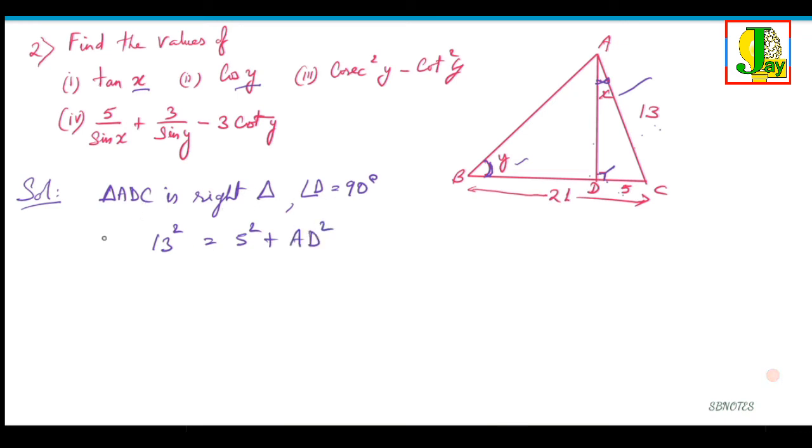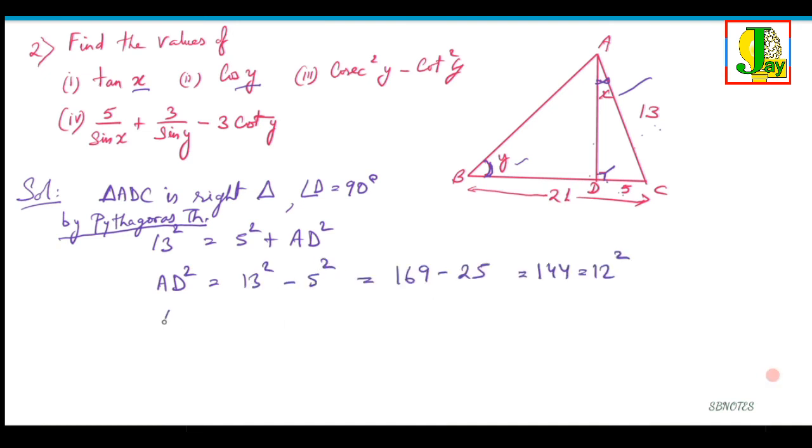We have taken a right triangle, therefore we can use Pythagoras theorem. By Pythagoras theorem, you need to write these things. You cannot just simply start like 13 square plus 5 square. Even if you write the whole thing, you might lose one mark here and there, so you need to mention why you are using it. So AD square equals 13 square minus 5 square, so AD equals 12. We got our AD.